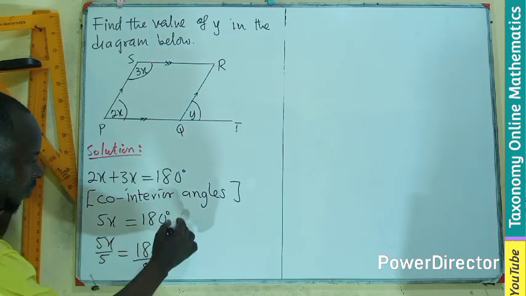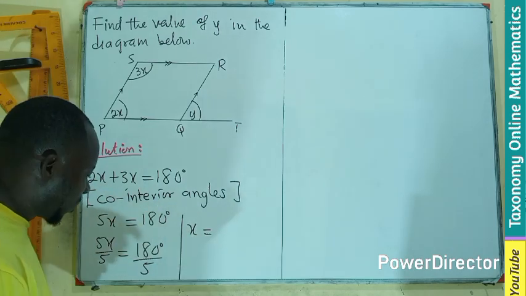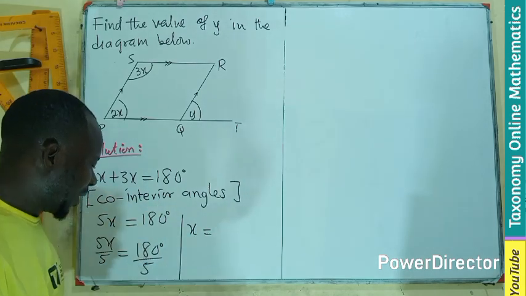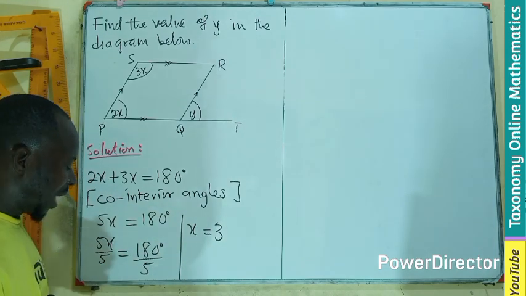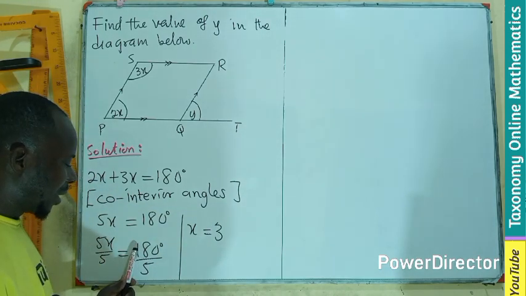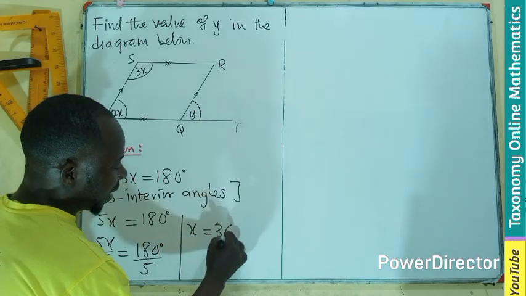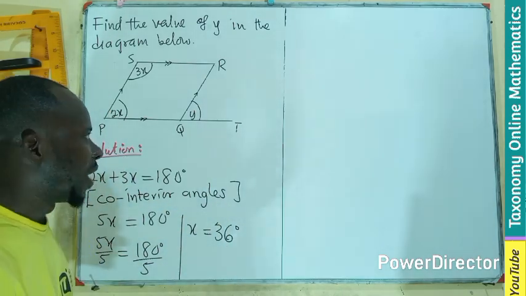5x divided by 5, 180 divided by 5. Your x can be found as going here, and that will be 3 times, right? Remember 3 times? Remember 3 as well, so that will be 36 degrees. So we know the value of that.